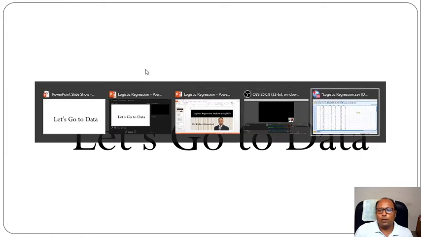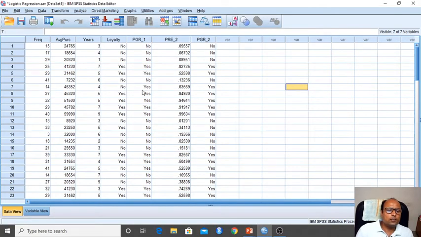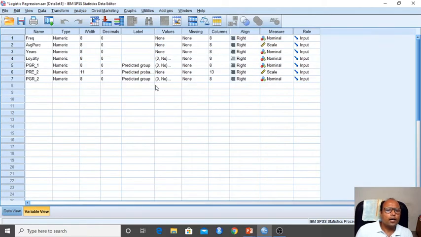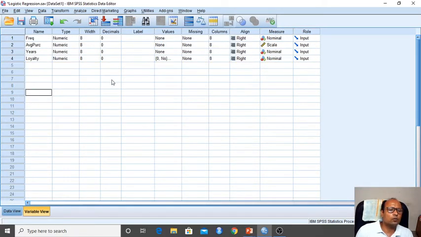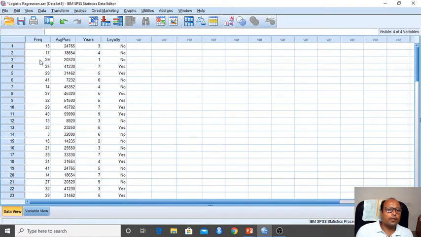So we'll go to our data file. This is the data file that we have, and we'll remove this for the time being because these are not required as of now. What we have in the data is frequency, which indicates frequency of purchase, average spending, years since he has been purchasing from us, and this is the loyalty, and we have the data available here.